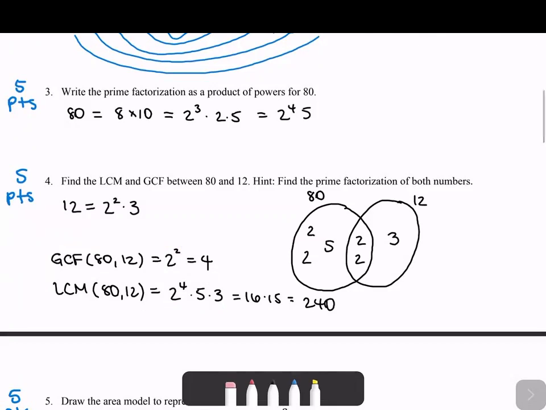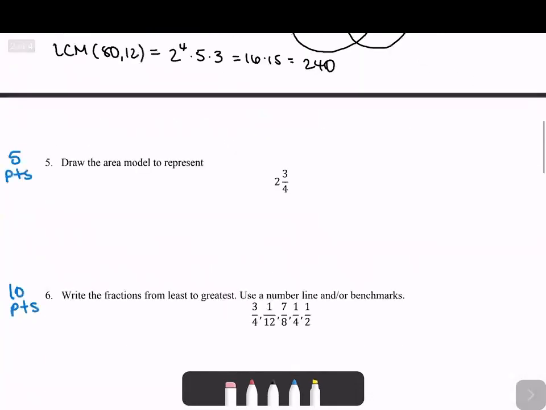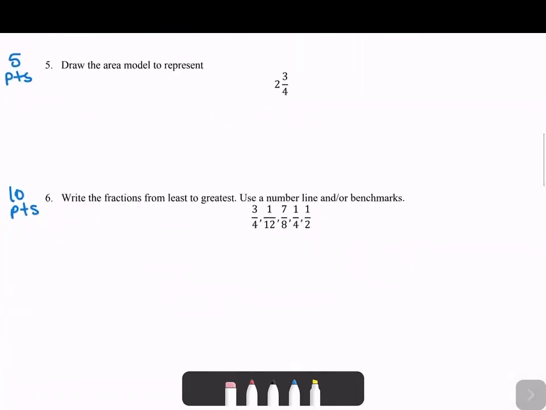So all of these 3 questions relate to each other by using this number 80. Okay, next we get into the material from chapter 6, which is about fractions.